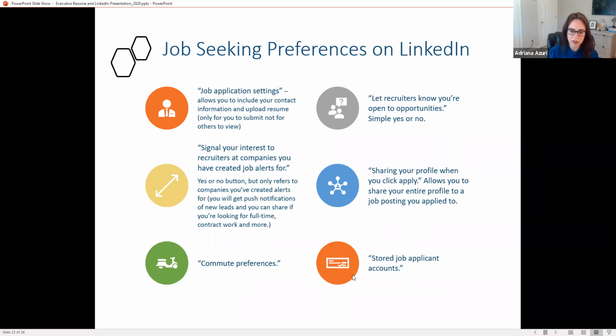And then also there's the stored job applicant accounts, where it really stores for 6 months all of the places that you have applied for, so that you can always go back and see if you want to recheck with those companies again as well.